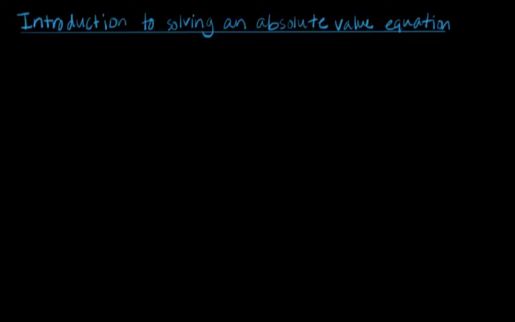In this video, I want to give an introduction to solving an absolute value equation. So an absolute value equation is something like this. The absolute value of x equals 4. And to solve it, we just want to figure out what all the possible x values are. So before we do that, I first want to look at what the absolute value is.